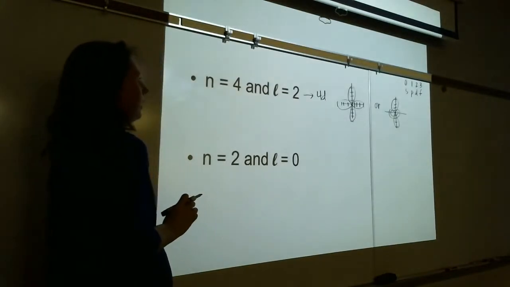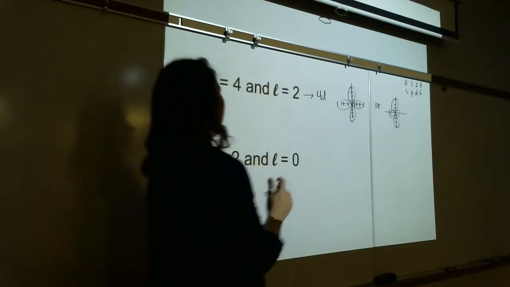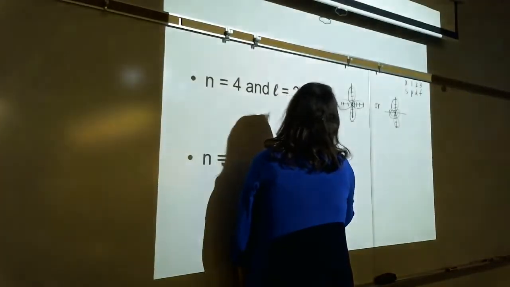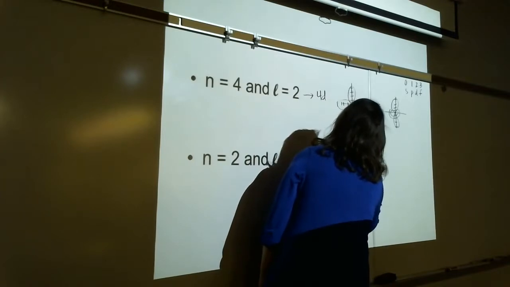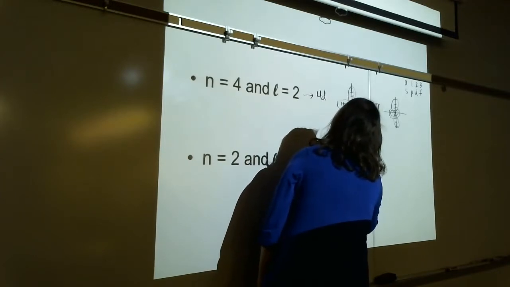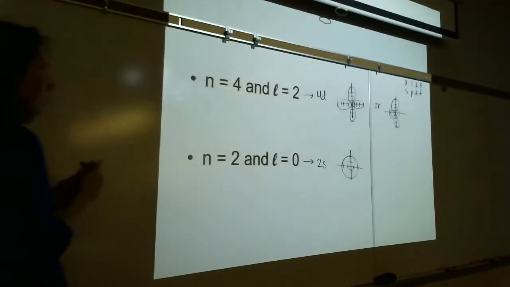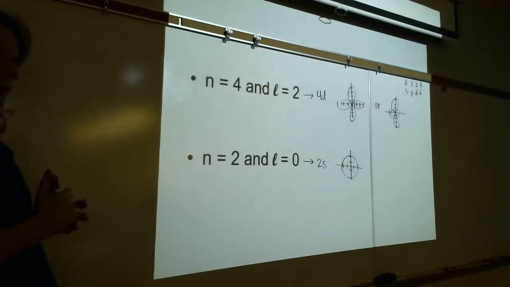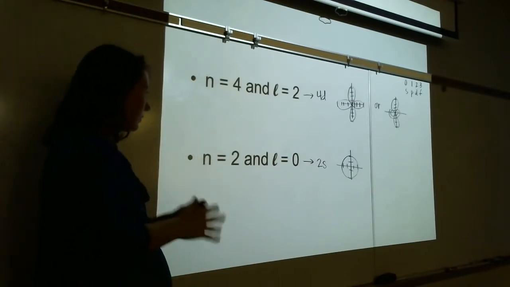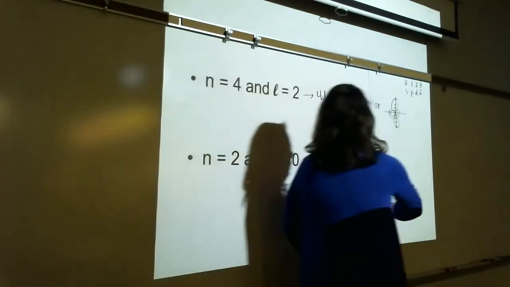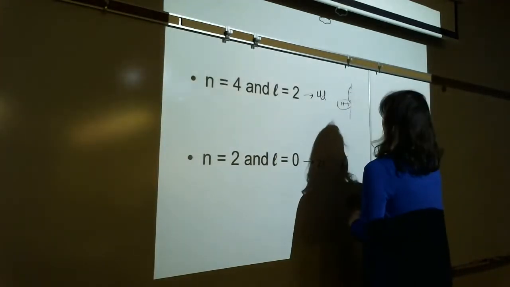n equals 2 and L equals 0. Is that an allowed combination? Yes. What's the name of that? 2S, which we drew a minute ago. How do we feel on this kind of problem, where I give you values of n and L and then you give me the name? Yes? All right. Let's go to another kind of problem.